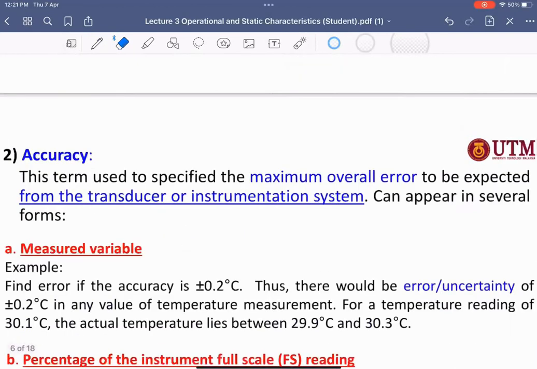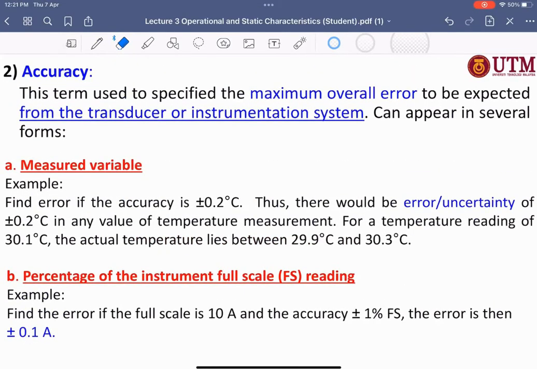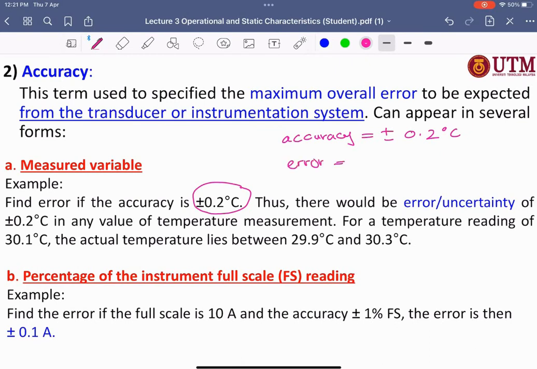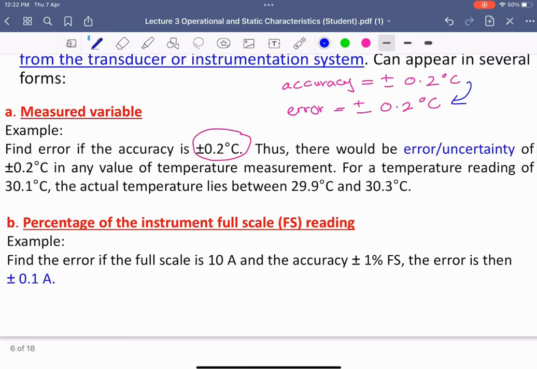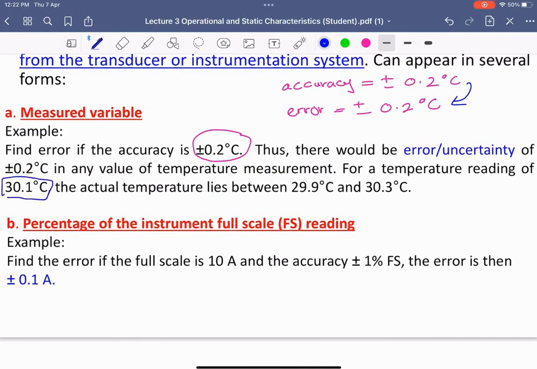So for this accuracy, when the data sheet gives it to you already in the unit, for example, plus or minus 0.2 degree, and now we want to find the error, the error is equal to plus or minus 0.2 degree. So the unit itself you can take as the error. Some words are error or uncertainty. So when you have the measured value, for example 30.1, the real, correct value will range between 30.3 and 29.9.